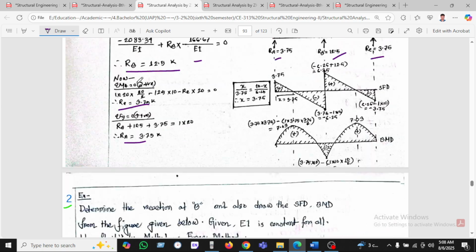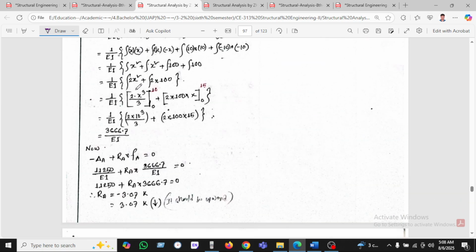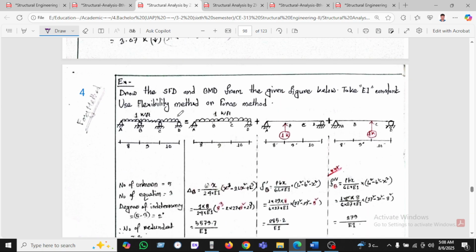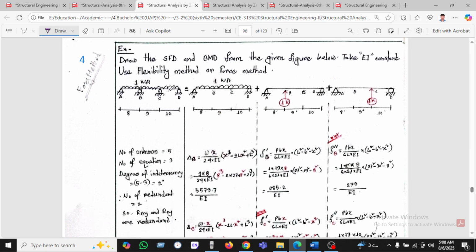So we can see the last one for this. This is the higher degree, you can see. As we've seen, draw the SFD and BMD diagram for the given figure below. Here EI is constant, use the flexibility method. So you can see the loss of support, which is 2 plus 1 is 3, 3 plus 1 is 4, 4 plus 1 is 5. So unknowns are 5 and equations 3. So the redundant degree is 2.